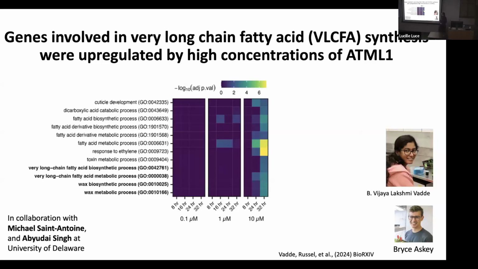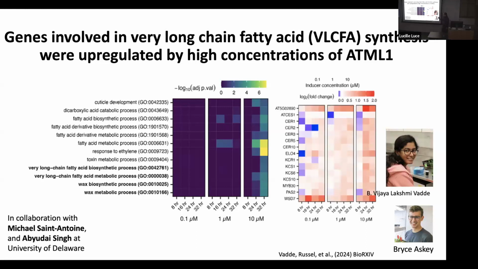And so what are these genes? She did some GO-term analysis and came up with things like cuticle development, very long chain fatty acid biosynthesis process, wax biosynthesis, fatty acids. And I'm like, Vijaya, ATML1's in the epidermis, it's just turning on cuticle biosynthesis. Now, fortunately, she didn't listen to me because I was totally wrong. She's like, no, these are actually really interesting. And one of the reasons these are interesting is that they have the behavior we would expect for a giant cell gene. They're really turning on only at the high concentration of ATML1.